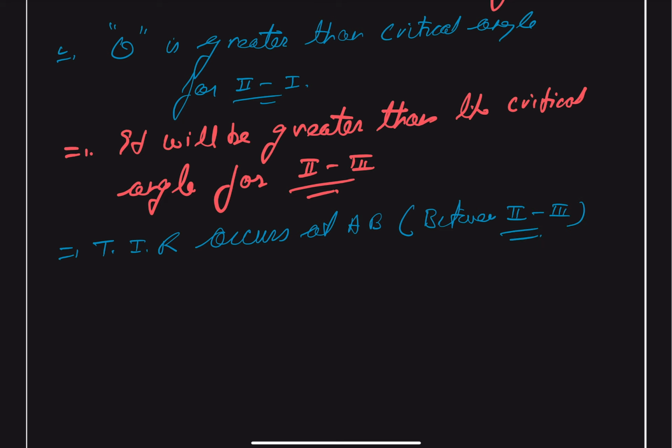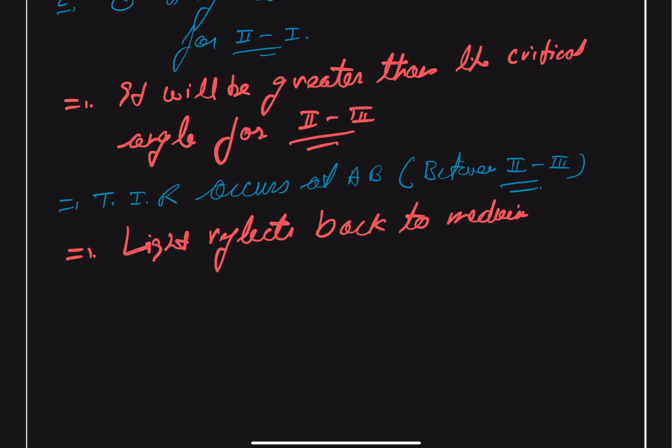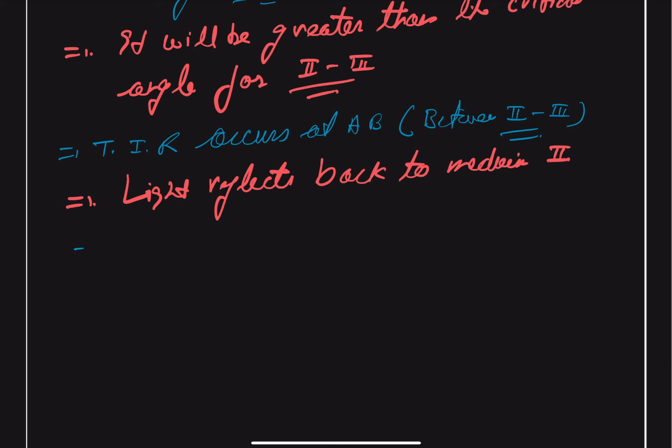Okay. And from here we can draw a conclusion that light reflects back to medium 2 and no light enters the slab, that is medium 3. No light enters the slab, which is our medium 3.